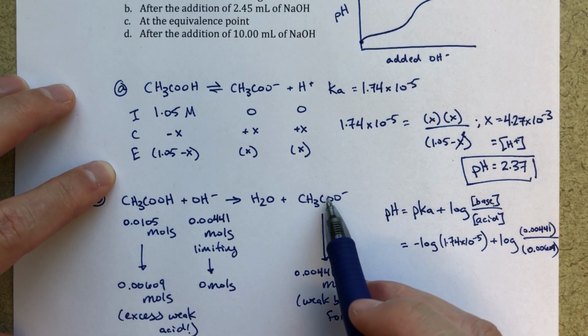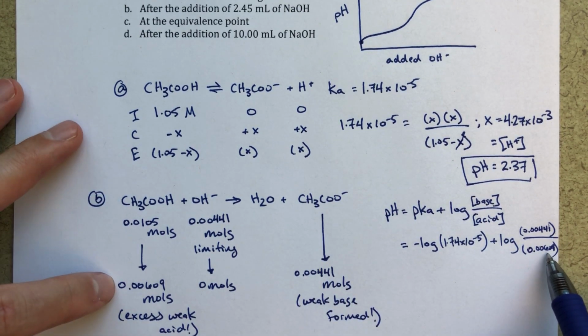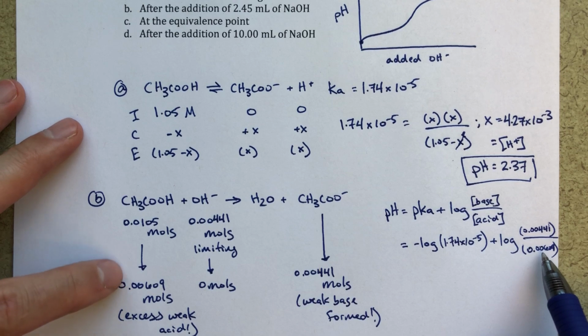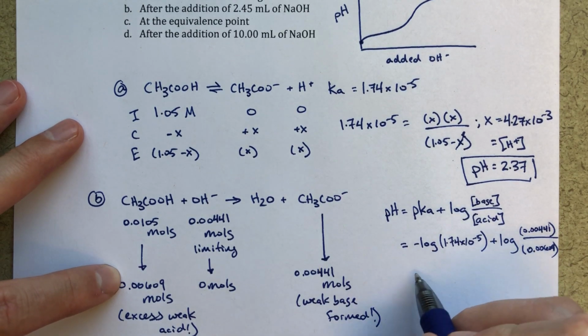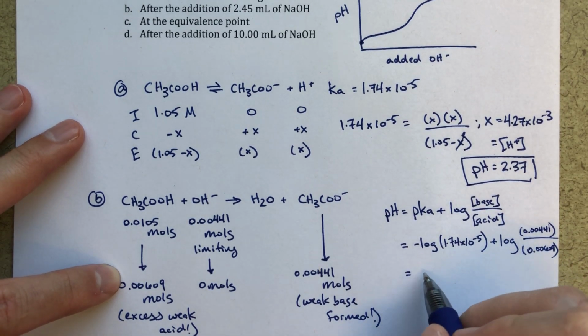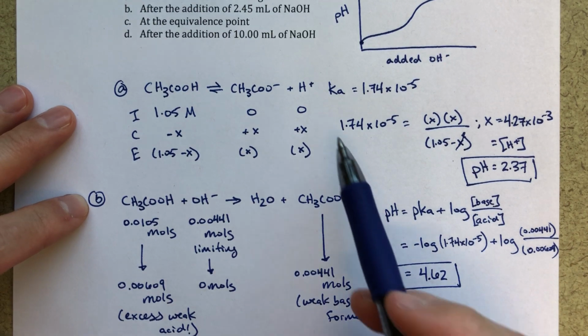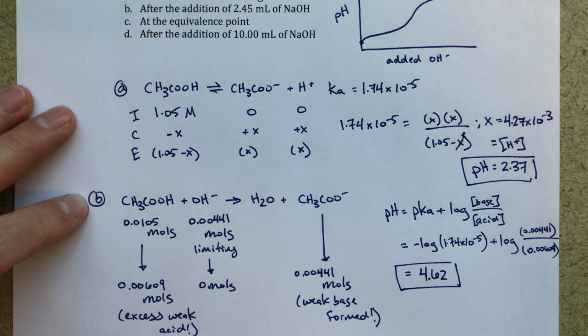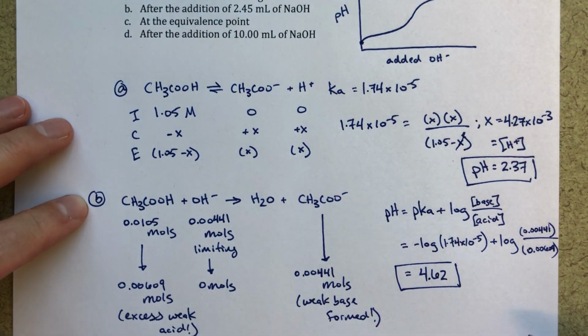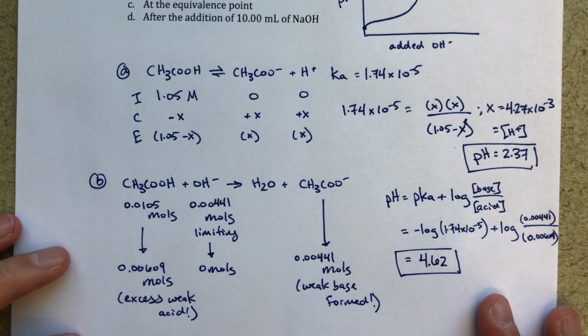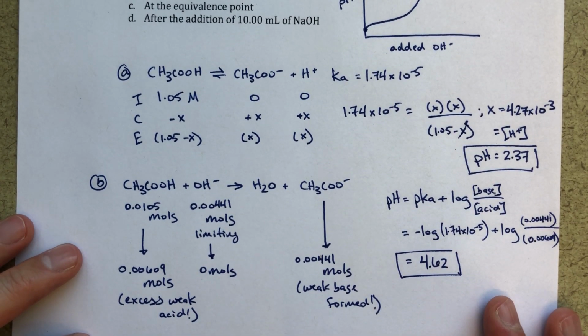0.00441, that's this number of moles of base. 0.00609, that's this number of moles of my weak acid. And then when I calculate that, that should end up being 4.62. So that's my pH for part B after I've started to add some of the sodium hydroxide to my solution. So I think I'm just going to continue on and do this whole thing in one video.